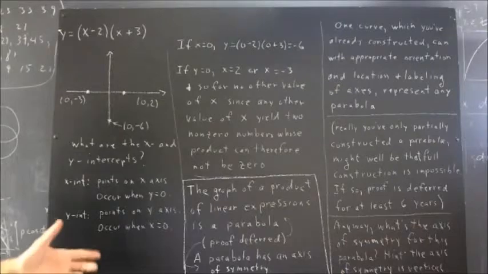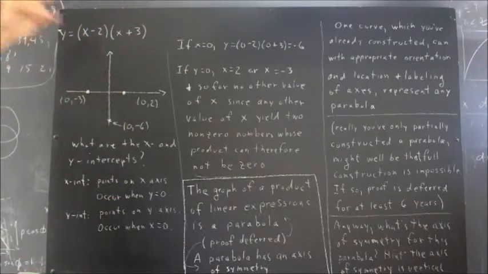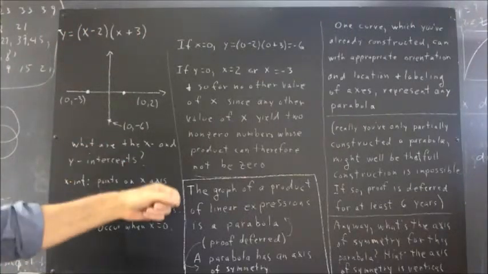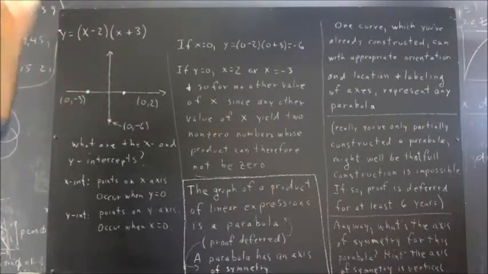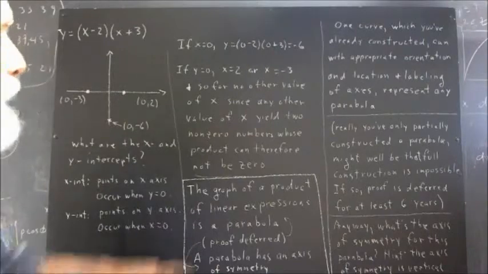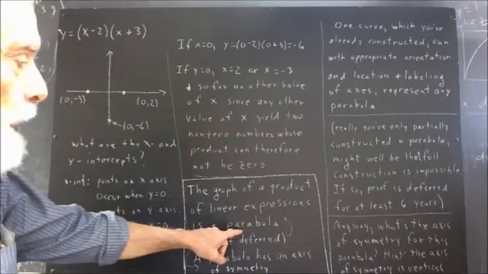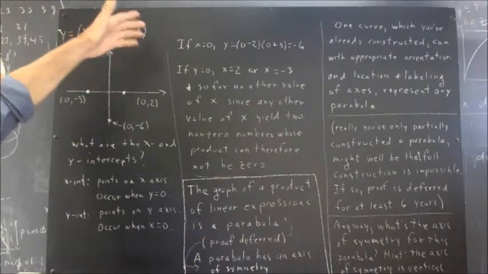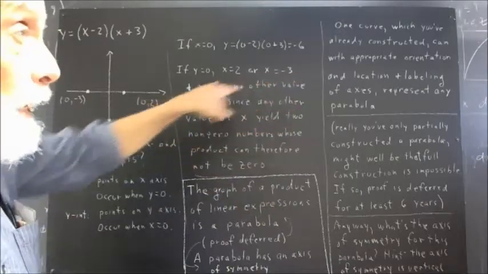We're going to see later how we could construct the graph of this thing by first constructing these two straight lines and then constructing the product that we would get from the two straight lines, but we're not going to do that just yet. The graph of a product of linear expressions is a parabola, so we're going to get a parabola, and we know what a parabola looks like. Could be this, could be over on its side.